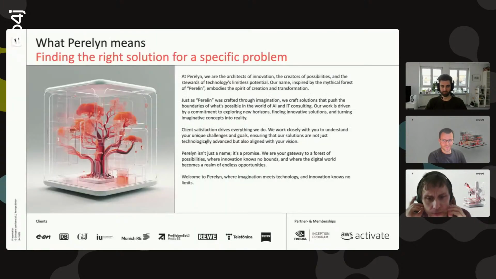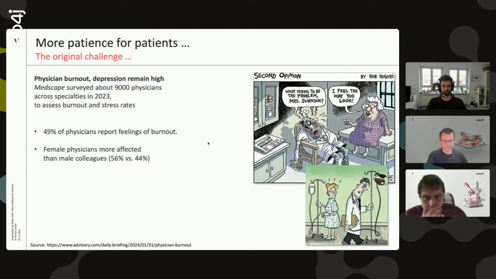Perfect. So exactly, as mentioned from the beginning, we are the consulting company, and Adiu is one of the products we developed. And because you mentioned this also in the beginning, our title here is finding the right solution for a specific problem. So it really depends on the specific needs to find the technology that will solve the specific problem.